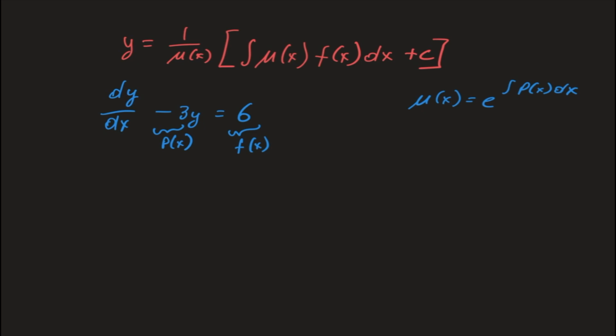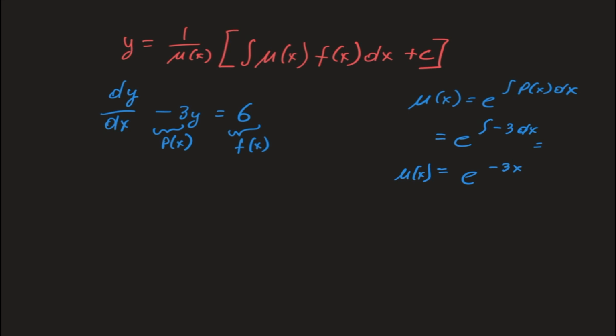So to find the integrating factor, I'm going to find e to the integral of p of x, which is negative 3 dx, which again is the same as the previous example, which was e to the negative 3x, and that is my integrating factor.